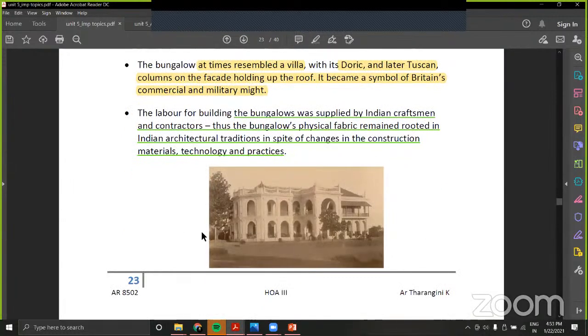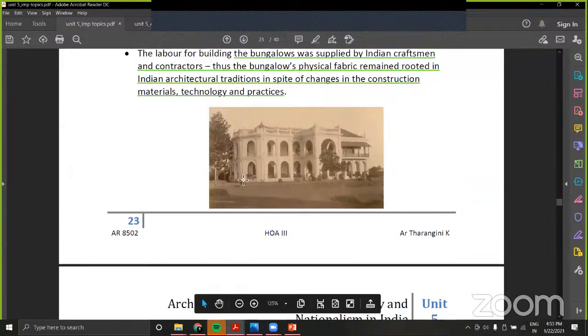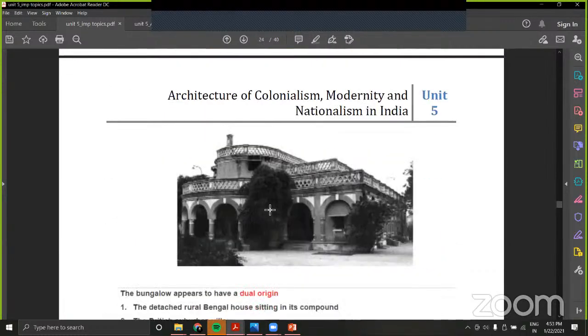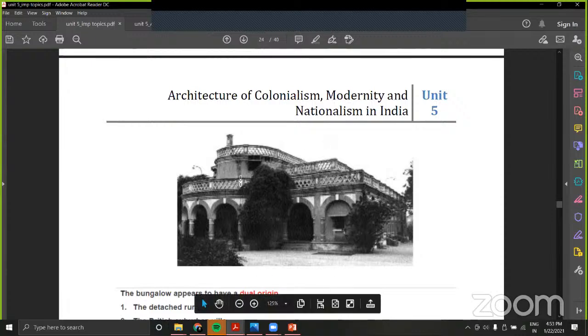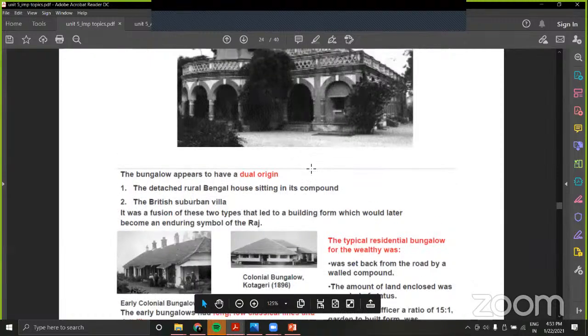So as you can see, these are the bungalows. As I said, they have only two stories, and these are the verandas they had in those days. It filters the sun so that it doesn't enter the building. These were the terraces they used, and they have all those arches, pointed arches, and onion domes and all.